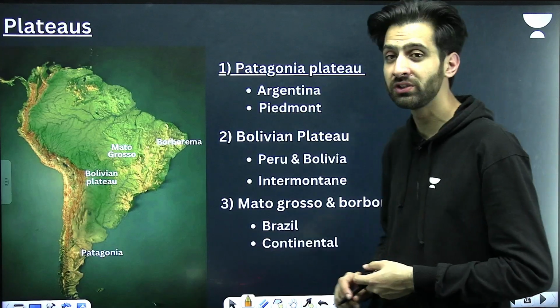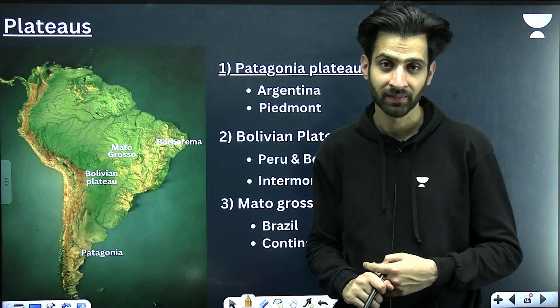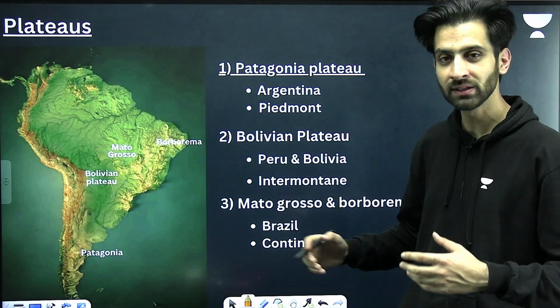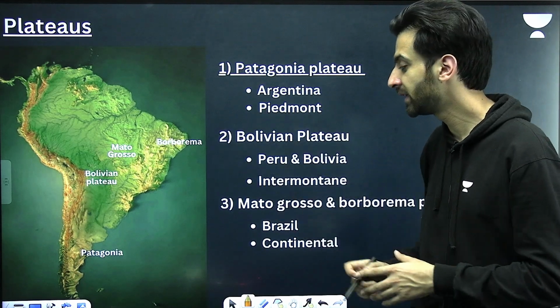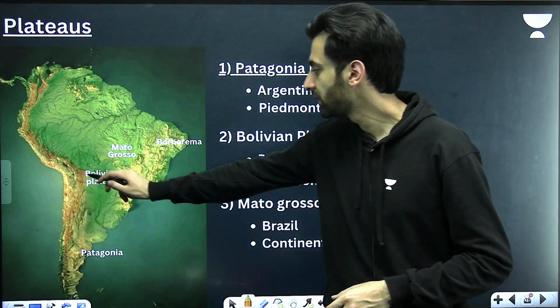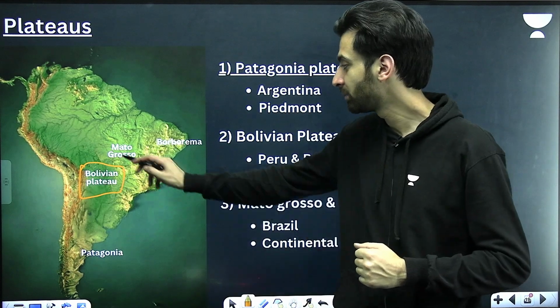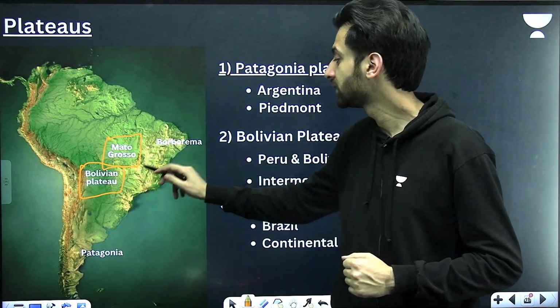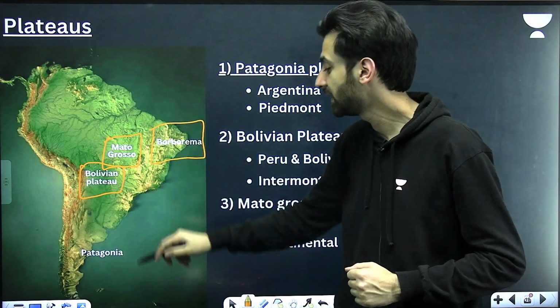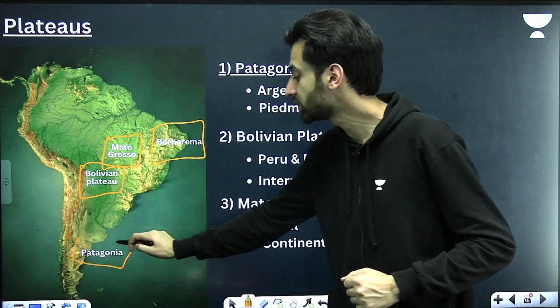Moving to the next feature, the plateaus. Plateaus, as you know, are raised lands, and we have a few plateaus that we need to remember here. First, we have the Bolivian plateau, located in Bolivia. Then we have Mato Grosso in Brazil, Borborema in Brazil again, and then Patagonia in Argentina.